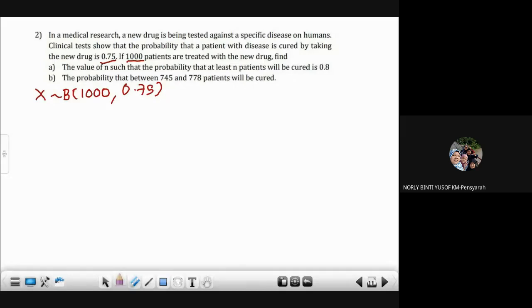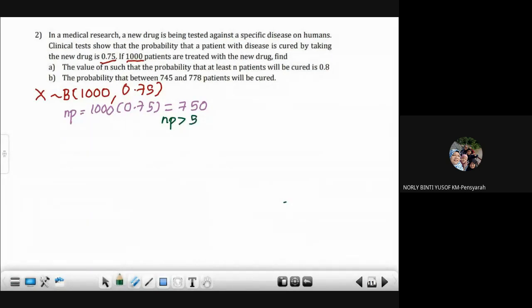Tapi kenapa soalan ni kita buat approximate? Walaupun dalam soalan tak ada cakap pun normal approximate. Nanti kena tengok soalan. Kadang-kadang dia bagi hint, do the normal approximation. Kadang-kadang dia tak cakap. So bila dia tak cakap in the question, you need to understand when your N is large, then you cari NP. So sekarang ni you check lah NP. 1000 times 0.75, you akan dapat 750. So you mematuhi syarat yang N tu besar 1000 dan NP tu adalah greater than 5.